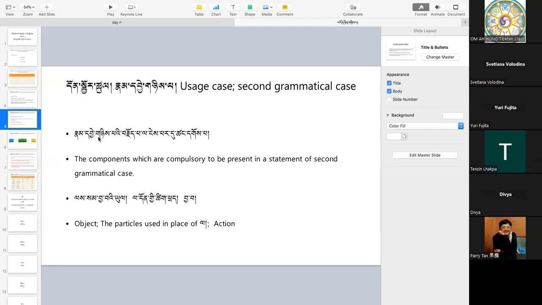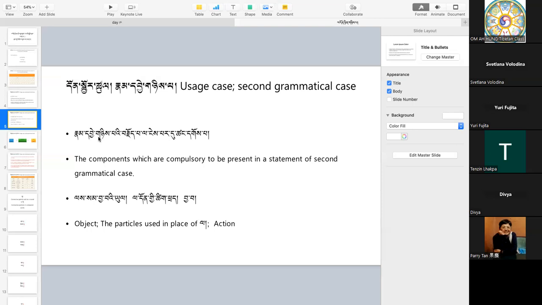And these 3 components are, first, le sam chawe yul, the object on which the action is done. La dun ki tsikte, the particle used in place of la. And finally, chawa, action. So these sentences must consist of the object on which the action is being carried out, the particle used in place of la, any one of the 7 particles depending on the suffix letter, and then finally the action.